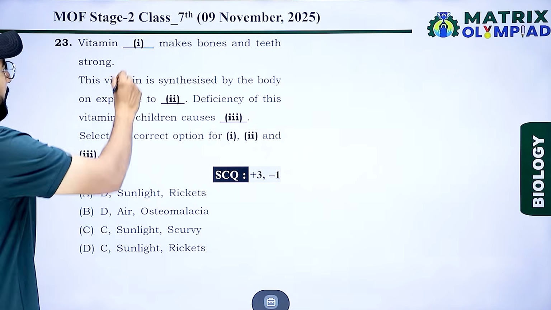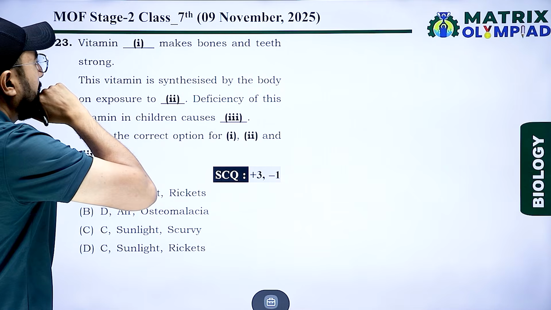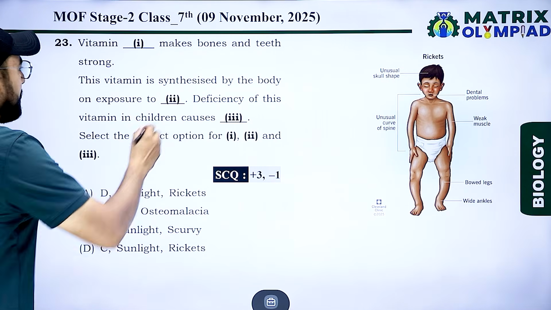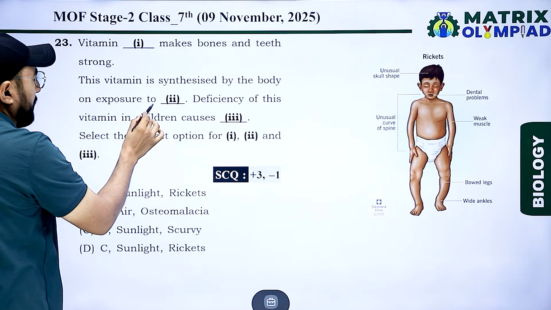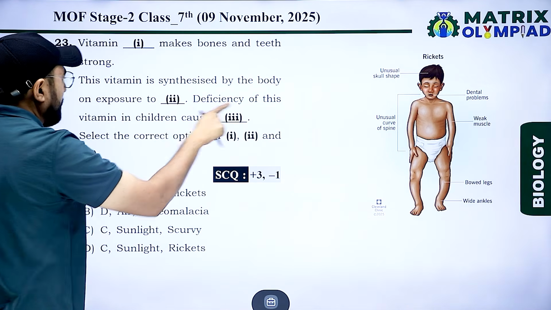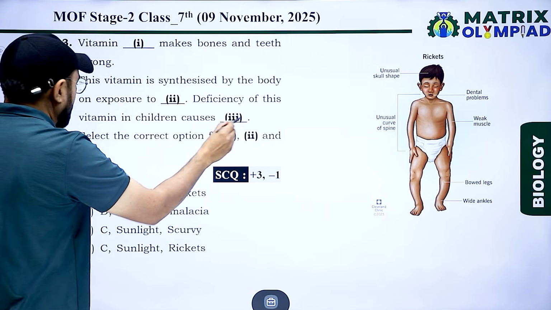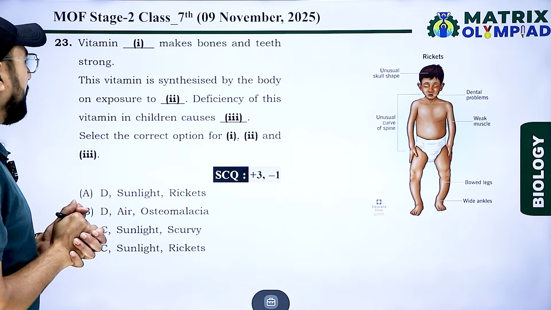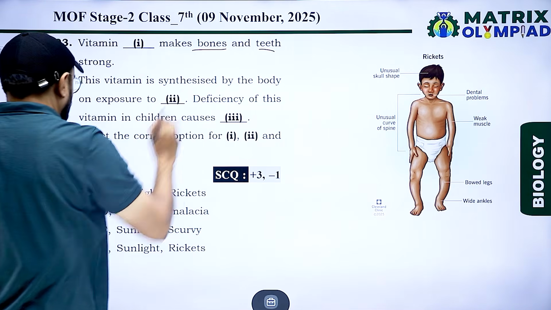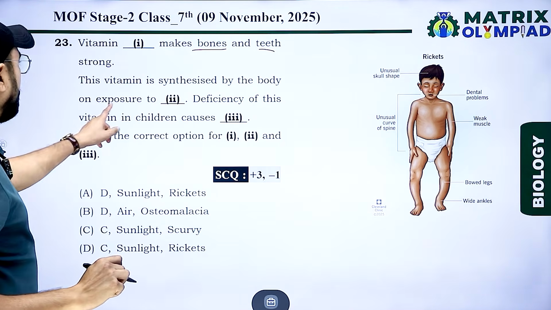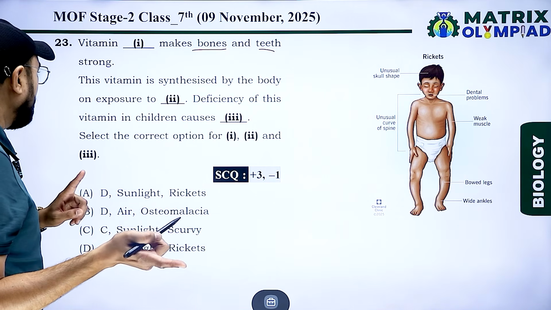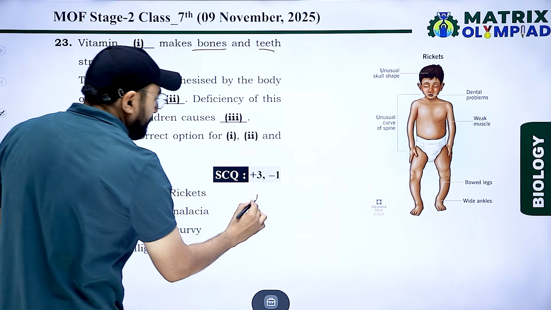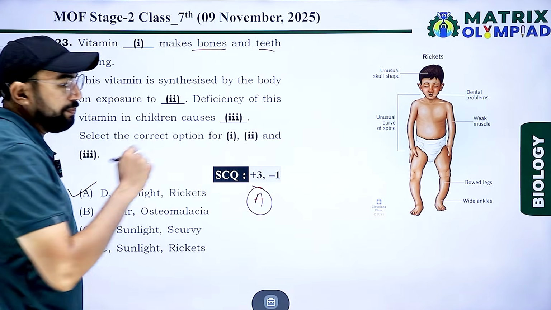Next, vitamin blank first makes bone and teeth strong. This vitamin is synthesized by the body on exposure to second. Deficiency of this vitamin in children causes third. Select the correct option for first, second and third. Vitamin D is related to bone and teeth, exposed to sunlight, and its deficiency causes rickets. So option A is right.